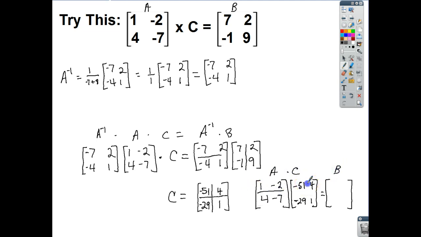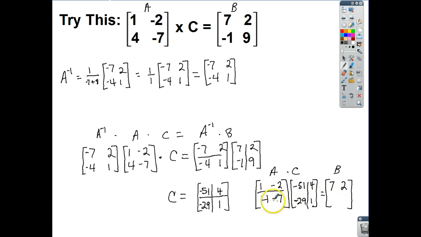Broken up into rows, broken up into columns. 1 times negative 51 is negative 51. Negative 2 times negative 29 is positive 58. A positive 58 and a negative 51 is 7. And that checks. Row 1 times column 2. 1 times 4 is 4. Negative 2 times 1 is negative 2. 4 and negative 2 is 2.